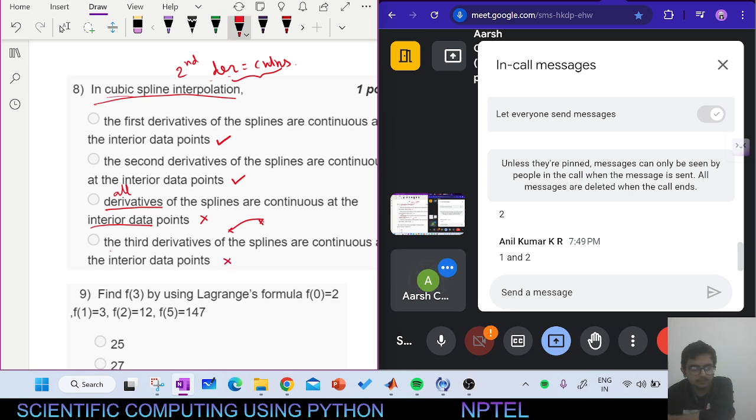It's just up to the second derivative. So if we interpret this as all derivatives, then I think 1 and 2 are the correct ones.